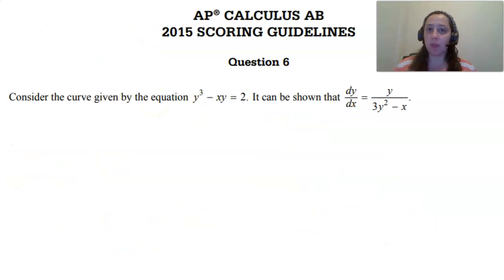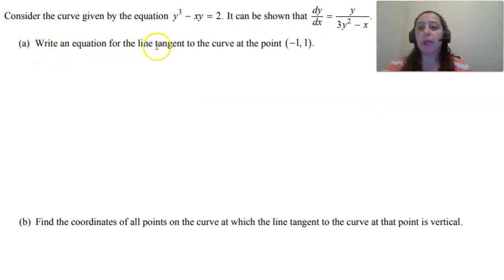We're going to look at an AP Calculus free response question from 2015 about implicit differentiation. This is question number 6, which means it is not a calculator question. Consider the curve given by the equation y to the 3 minus xy equals 2. It can be shown that dy dx equals y divided by 3y squared minus x. Write an equation for the line tangent to the curve at the point -1, 1.